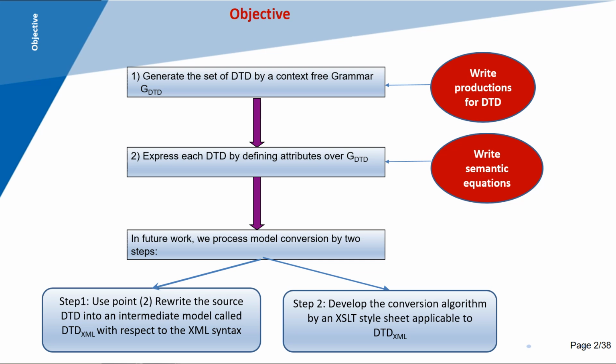To do the conversion, we think about something new which is different from other techniques proposed in the literature. We want to apply compiling techniques. We first generate the set of DTDs by a context-free grammar. Next, we want to express each DTD by defined attributes over the grammar G DTD. We will process model conversion in two steps. Rewrite the source DTD into an intermediate model called DTD XML. Develop the conversion by using an XSLT style sheet.